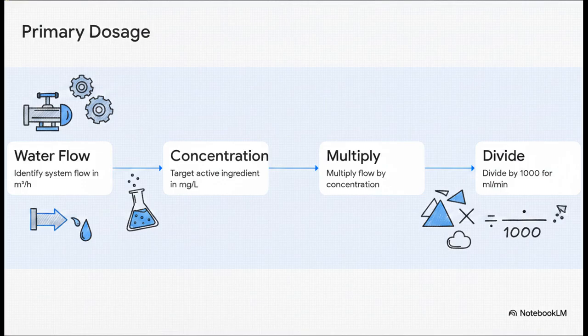So how do we find that primary dosage? Just follow these 4 super simple steps. Step 1, identify your water flow in cubic meters per hour. Step 2, figure out your target concentration in milligrams per liter. Step 3, just multiply those two together. And step 4, divide that whole thing by 1,000. Boom, that gives you your exact required flow rate in milliliters per minute. This right here is the universal foundation for sizing your entire system.